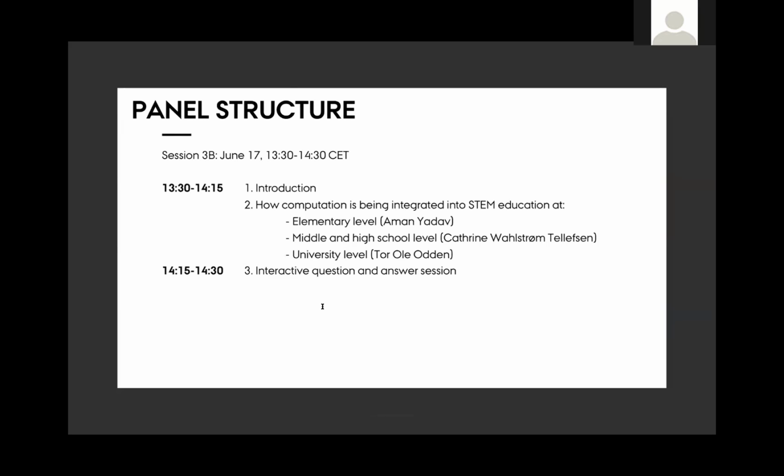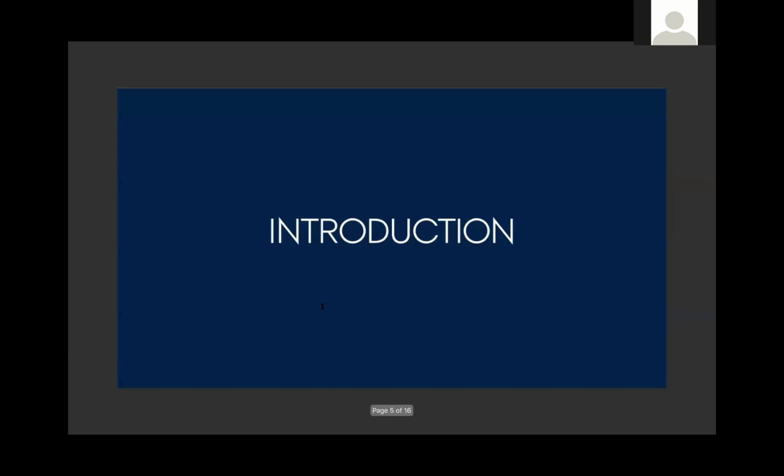And the panel structure is as follows. I'm introducing the panel. And then we have 3 presentations from Aman Yadav, Katrine Wallström Tellefsen, and Tor Ole Odden. And in the end, we have an interactive question and answer session.